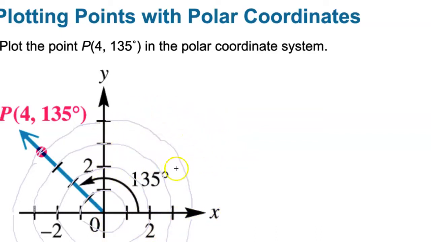So we can see that the point 4 comma 135, we start at the positive x-axis and then we go counterclockwise 135 degrees. That part is very familiar by now. And then we simply count 4 circles out. 1, 2, 3, 4, and that's how we get the point 4 comma 135.